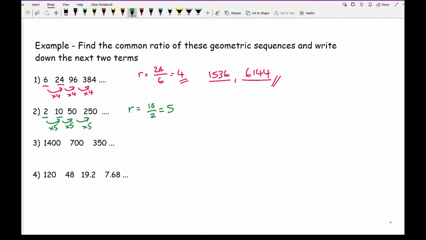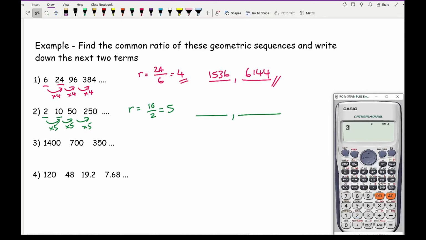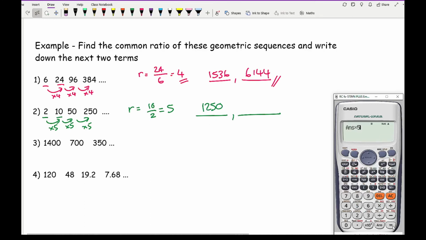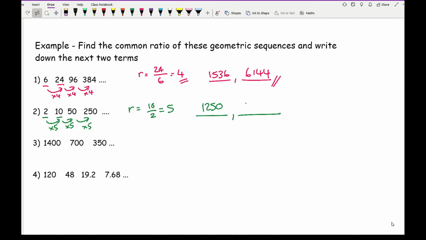So again, multiplying by 5, so for the next two terms, all I need to do is multiply 250 by 5. So 250 multiplied by 5, which you should know the answer is 1250, which it is. And then multiply that by 5, so again on my calculator, times 5 equals 6250. Again, this could appear on both the calculator and the non-calculator paper. On a calculator paper, it'd be worth fewer marks. On a non-calculator paper, it'd be worth a lot.